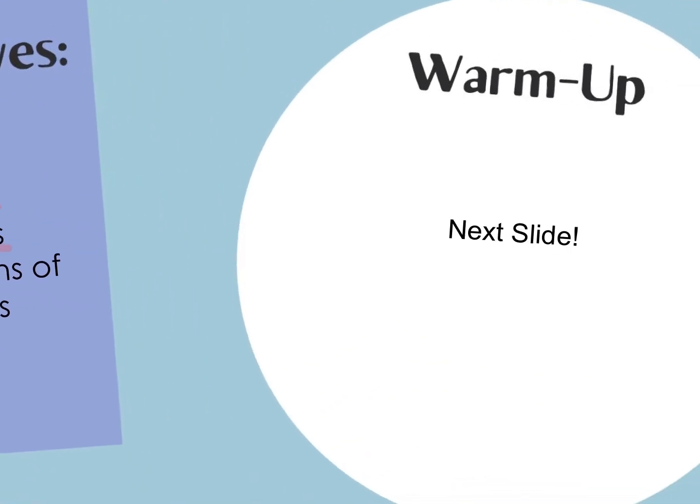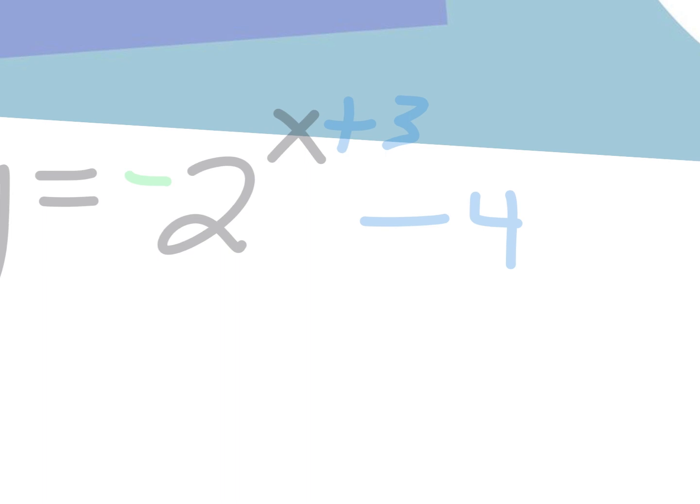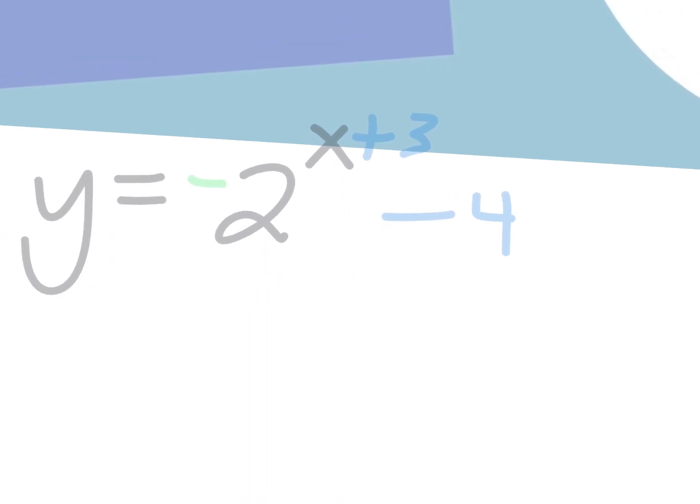That means if I give you this 2 to the x, but then I do this to it, plus 3, minus 4 on the outside, and a negative here, could you tell me the 3 things that just happened? Christian, can you name one of the things that happened? Hint, there's a left move, and there's a down move, and there's a reflect.